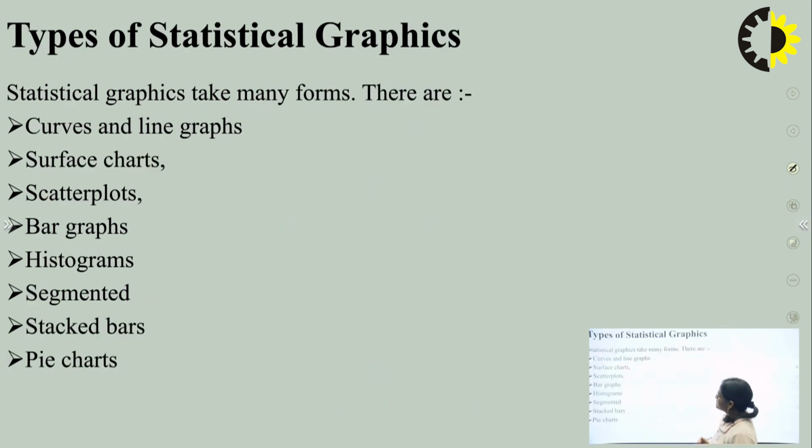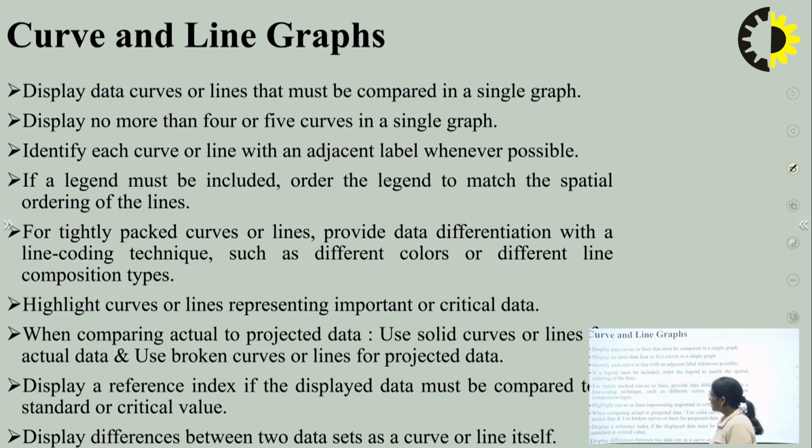Next is types of statistical graphs. Statistical graphics take many forms. First is curve and line graph. Second is surface chart. Third is scatter plot. Fourth is bar graph, histogram, segmented and stacked bar, pie chart, and others. Then, curve and line graph. So what is a curve and line graph? If we are showing our data in a curve form or using a line graph to show our data, then for this, curve and line graphs are used.